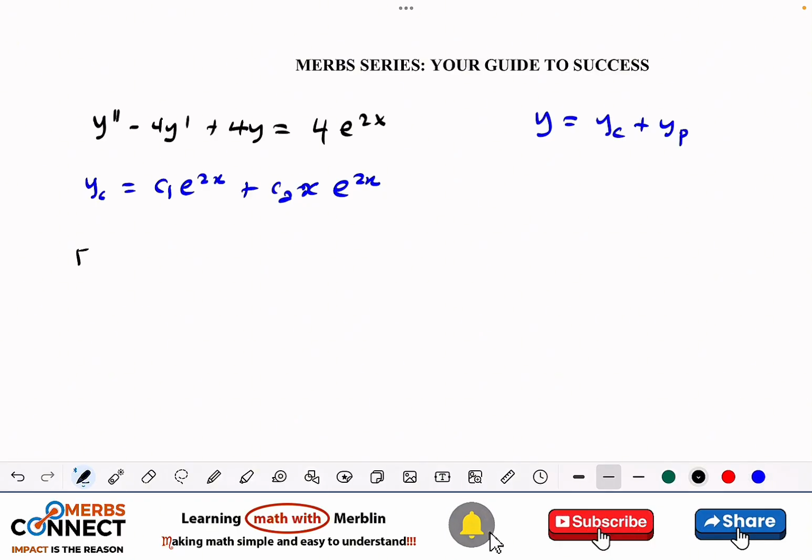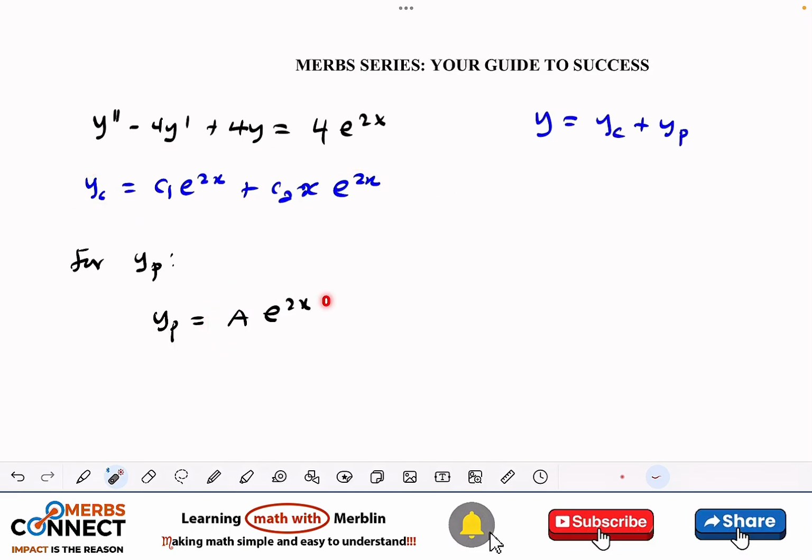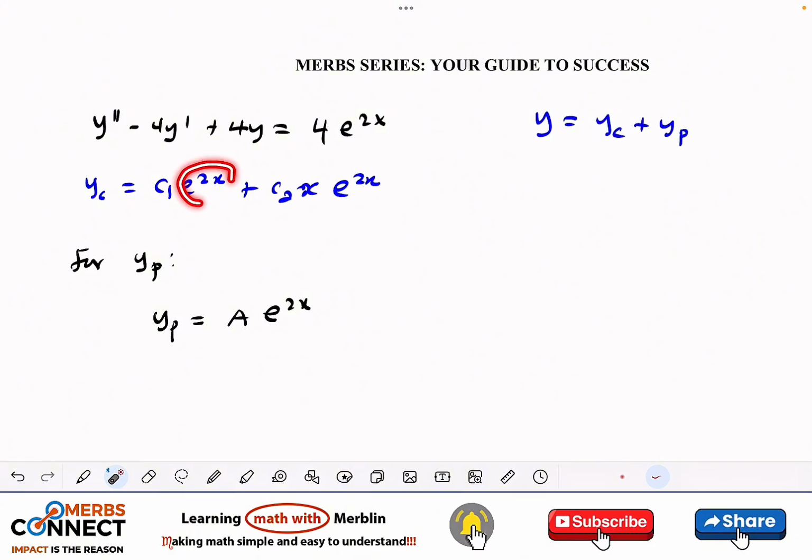So for yp, we need to guess a trial solution. So as I said, this is an exponential function. So we are going to guess this to be a times the exponential function here, which is e to the power 2x. But the question is now, well, let's go and compare this to the complementary solution. Now, when you compare this to the complementary solution here, you can see that I have this one here, which is also the same as this.